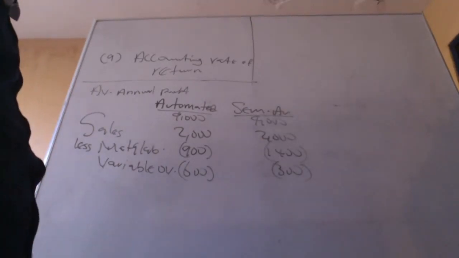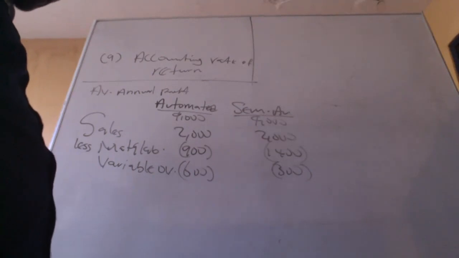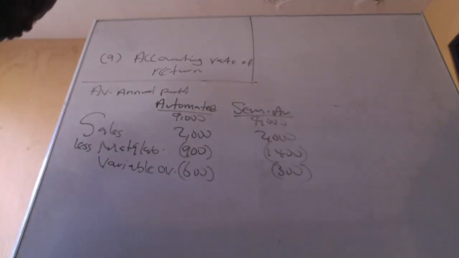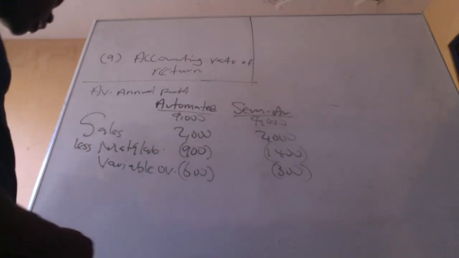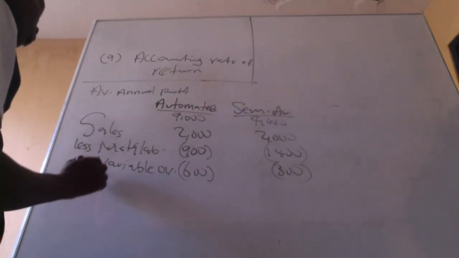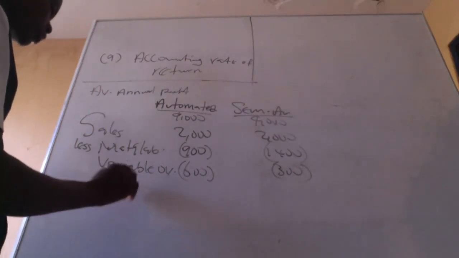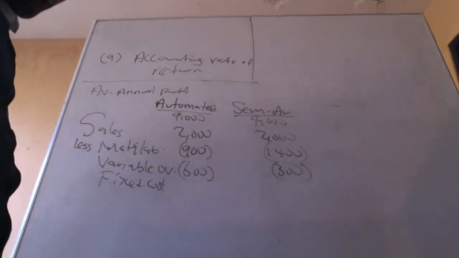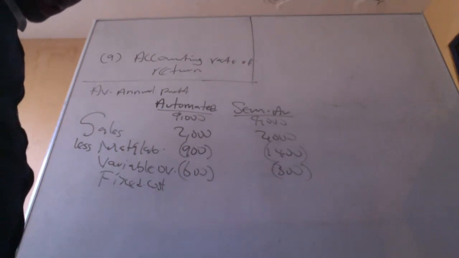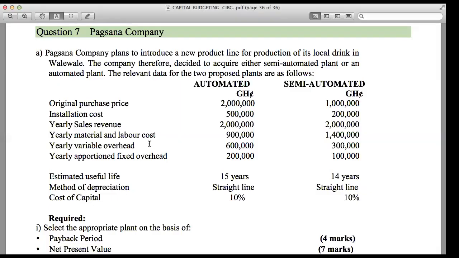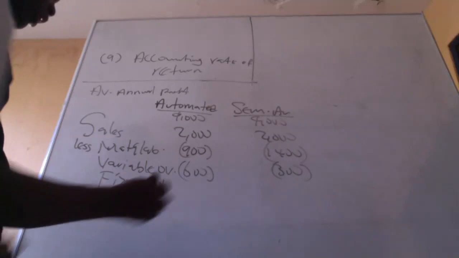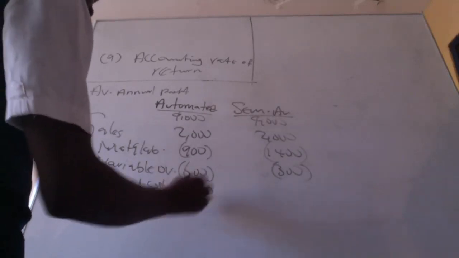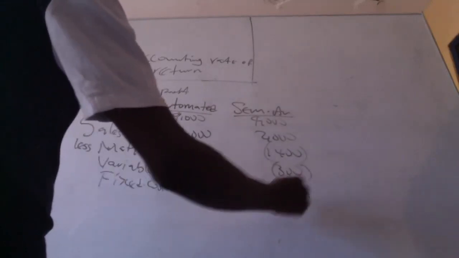Okay, good. Now let's see. Now yearly apportion fixed cost. Fixed cost, that's the period cost. It was 200 and 100, yes, 200 and 100. Good. 200 and then 100. So 200 Ghana cedis and 100 Ghana cedis.